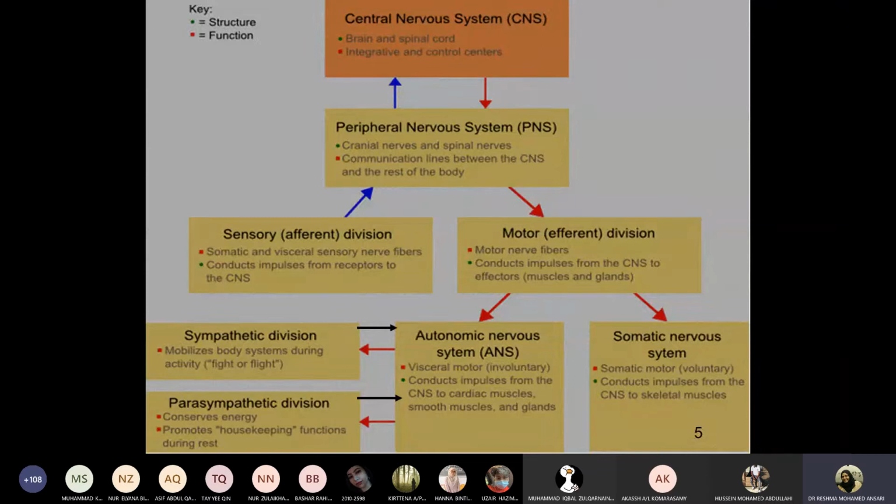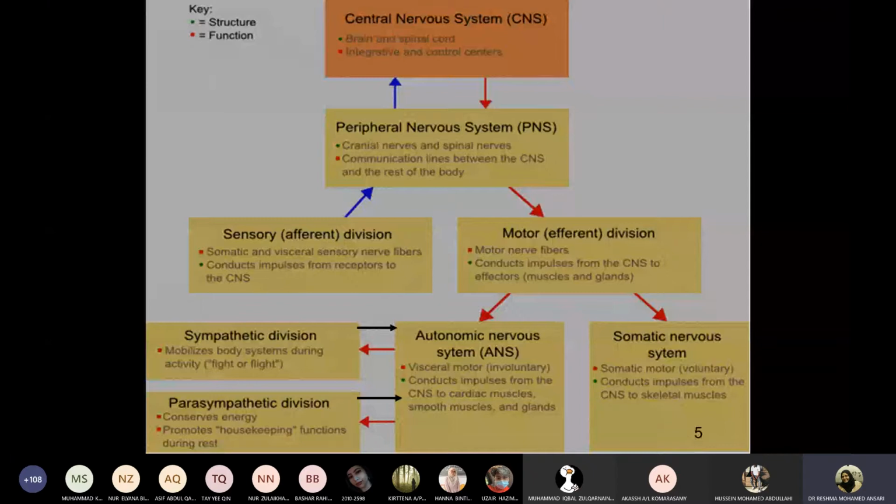How does it do the function? Through two types of nerves, cranial nerves and spinal nerves. Cranial nerves come from the brain and go to the brain. Spinal nerves come from the spinal cord and go to the spinal cord. So they are the communication points. So how does it do that? By two things. One is sensory or afferent, the other is motor or efferent.